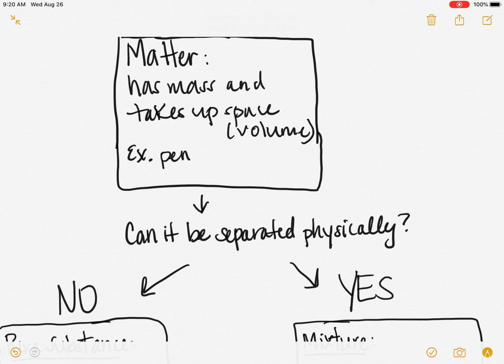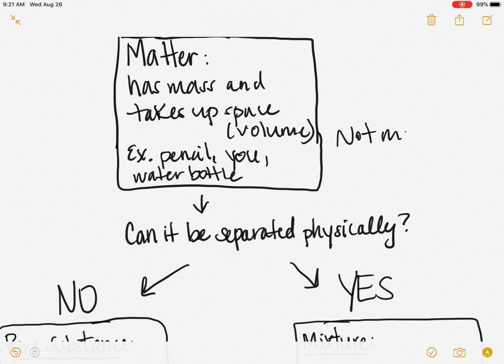Things like your pencil, your water bottle. Okay, all those things have mass and take up space. The harder discussion is, well, what's not matter? And that's a little bit of a difficult one to think about. So maybe off to the side, we'll try to come up with a few ideas that are not matter.